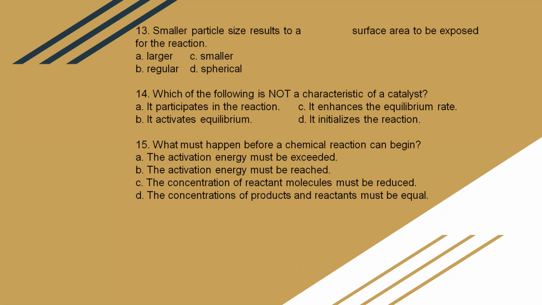14. Which of the following is not a characteristic of a catalyst? A. It participates in the reaction. B. It activates equilibrium. C. It enhances the equilibrium rate. D. It initializes the reaction. 15. What must happen before a chemical reaction can begin? A. The activation energy must be exceeded. B. The activation energy must be reached. C. The concentration of reactant molecules must be reduced. D. The concentration of products and reactants must be equal.